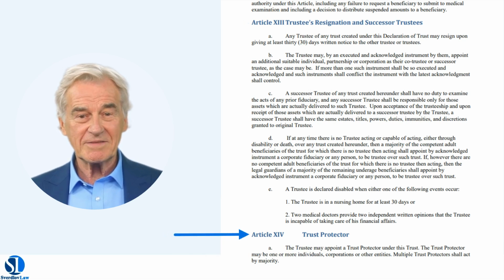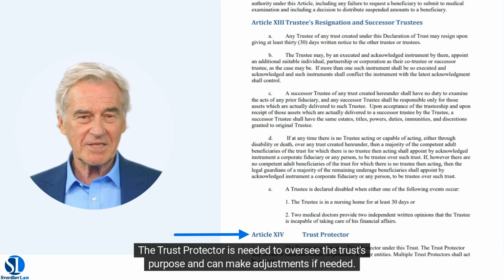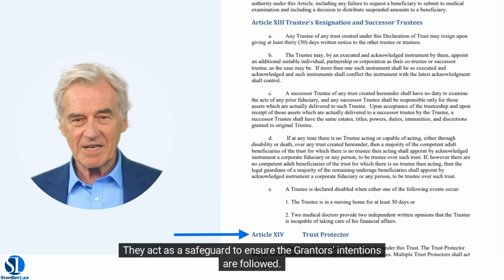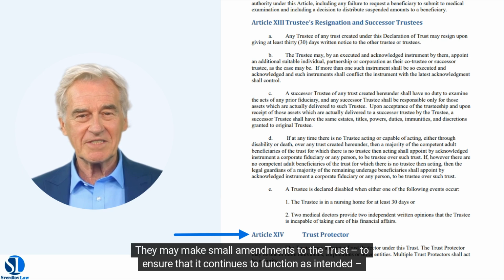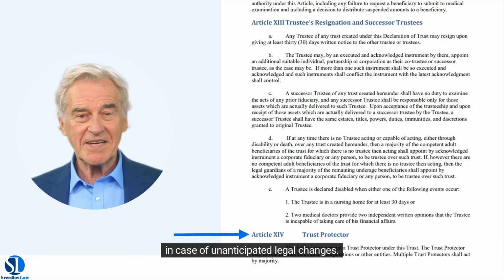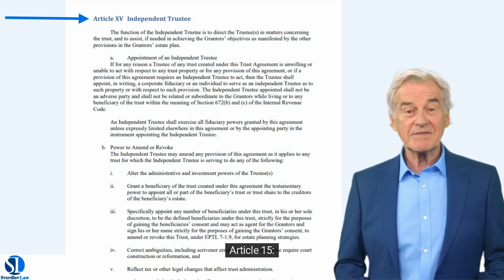Article 14. Trust Protector. The trust protector is needed to oversee the trust's purpose and can make adjustments if needed. They act as a safeguard to ensure the grantor's intentions are followed. They may make small amendments to the trust to ensure that it continues to function as intended in case of unanticipated legal changes.